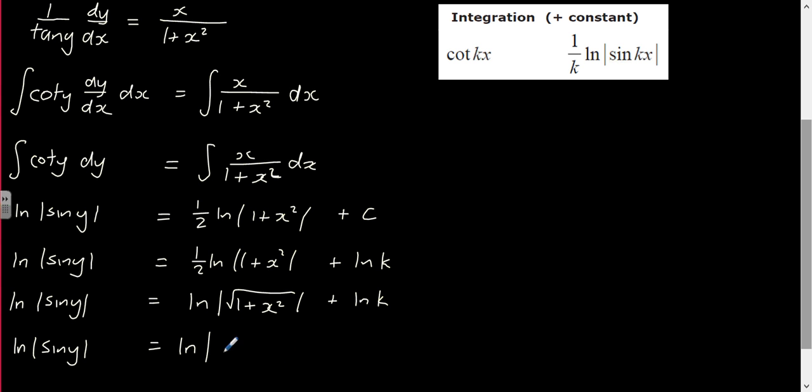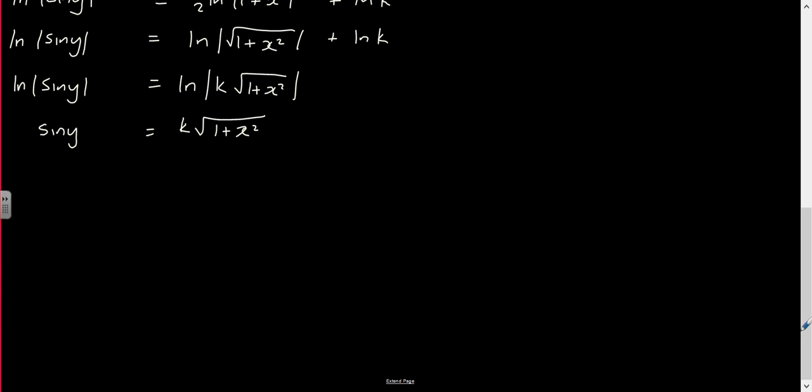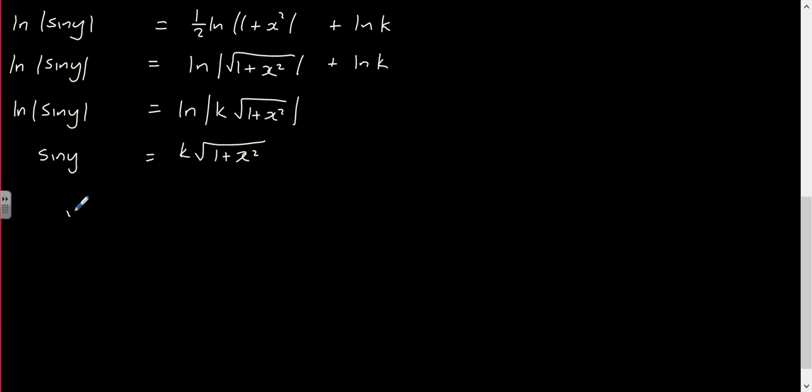So then we've got natural log, use the addition law, k multiplied by root 1 plus x squared, and we're off and running. So that means that sine y is going to be equal to k root 1 plus x squared. We've just done e to the power of both sides. The natural logarithms have disappeared. And then y, because we should have it in terms of y, and we literally just write arc sine k root 1 plus x squared. And there is the general solution to our differential equation.